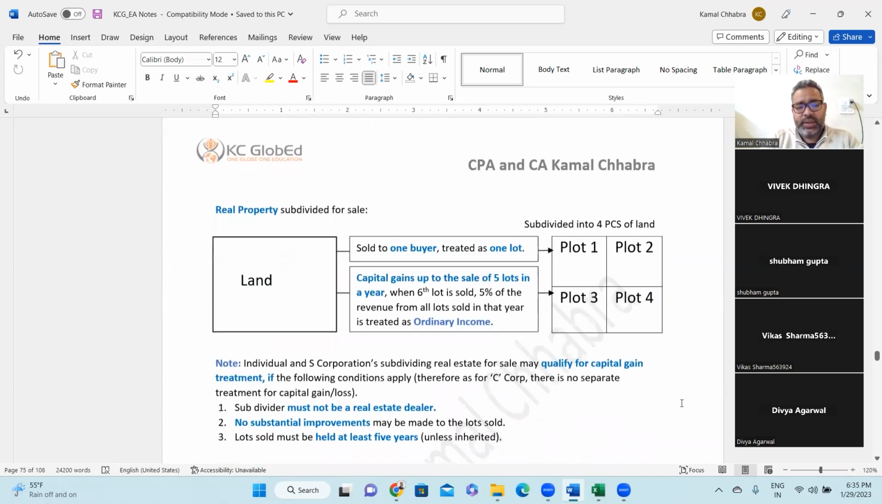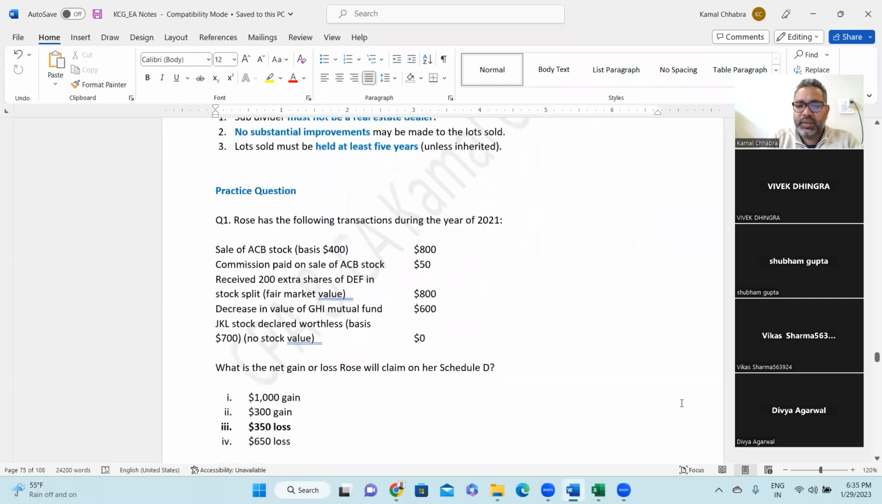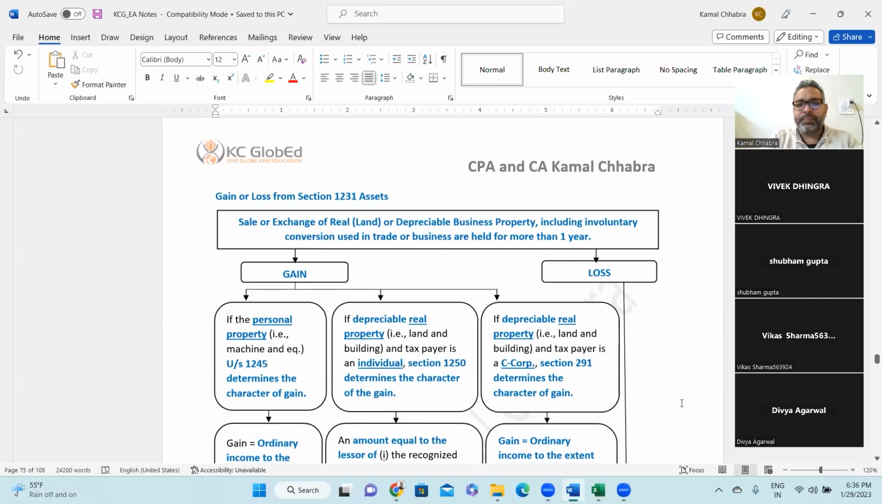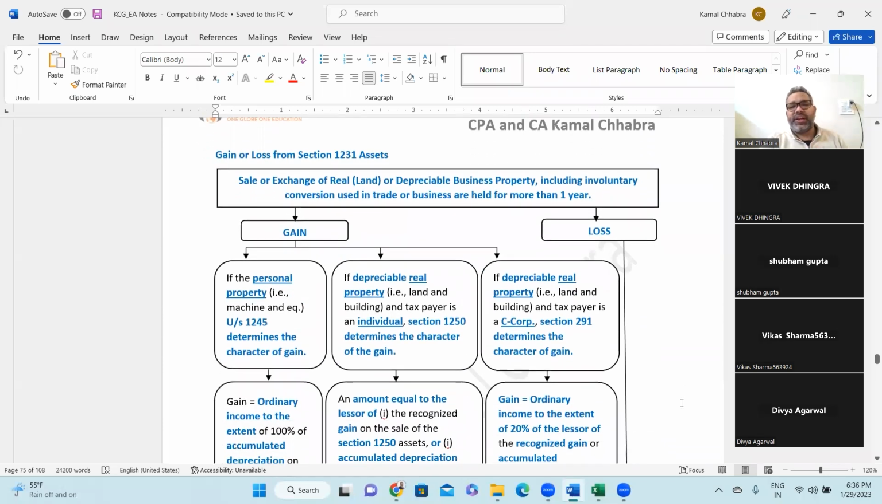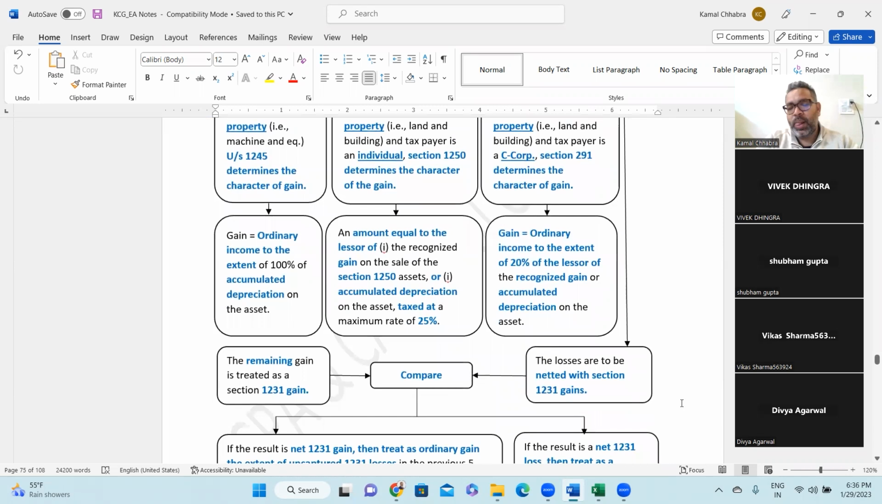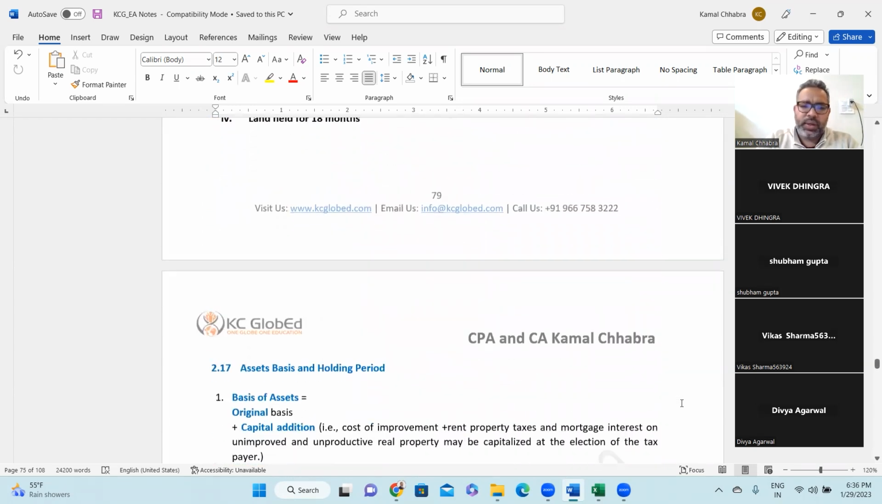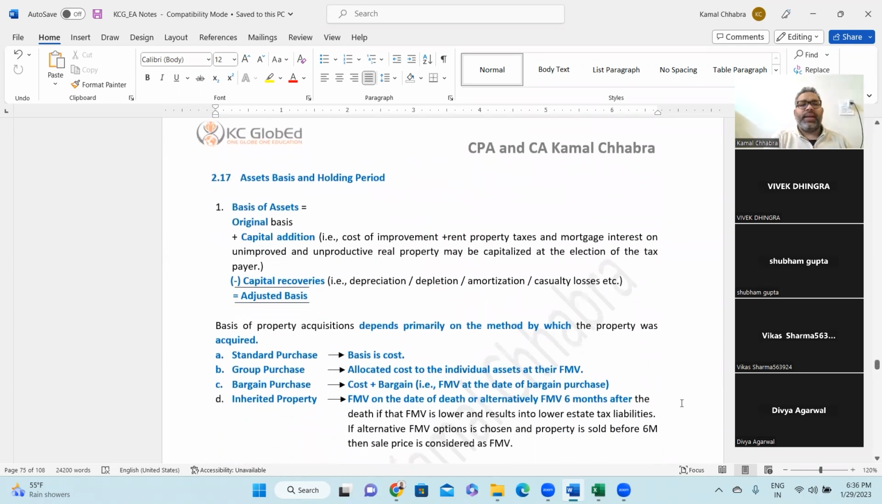Then we discussed an illustration for real property, cutting it down into plots and how we need to make the treatment. Then we did one more example. Then we discussed this big giant chart: Section 1231 assets, treatment of the gain and losses. And then we discussed certain examples in detail to cover all of Section 1231, 1245, 1250 and 291. So all 4 sections we have covered. Then we also did certain examples. Now it's time to jump into the asset basis and the holding period.